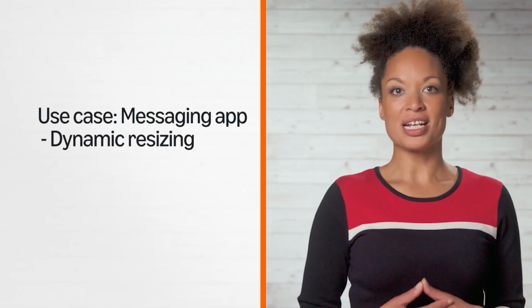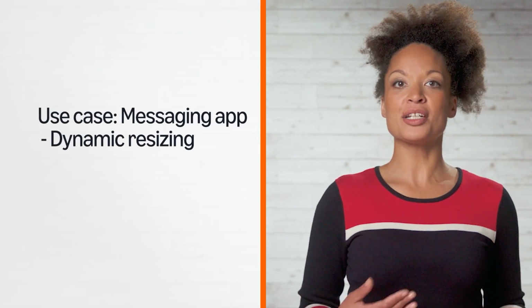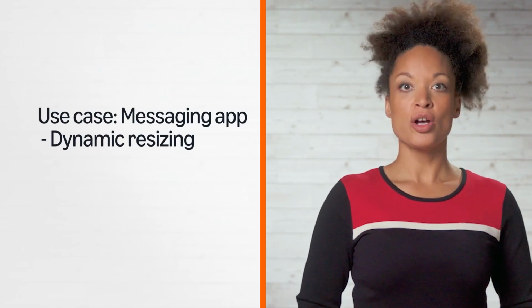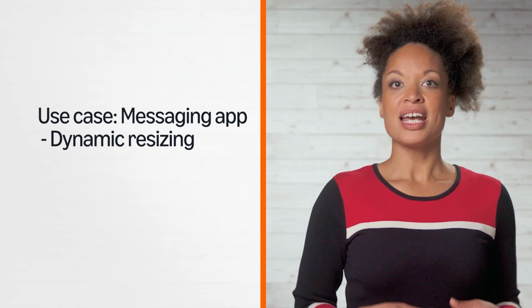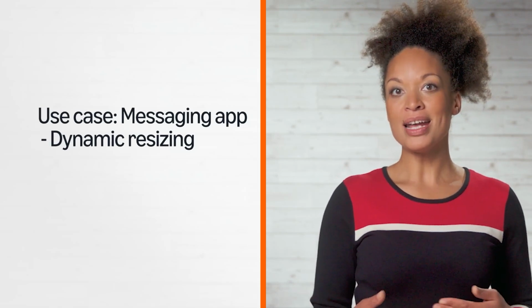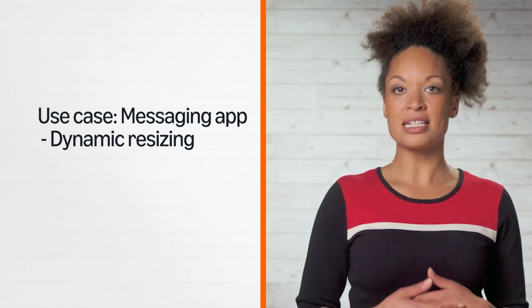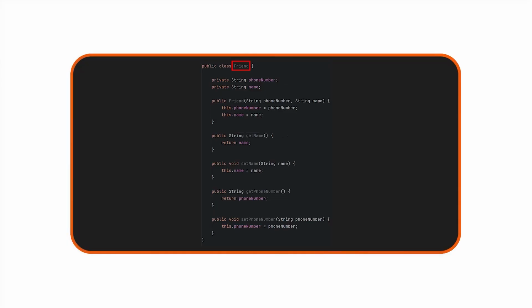Let's start with the messaging app. Users regularly update their contact lists by adding new friends, removing old contacts, or rearranging entries. A data structure is needed to accommodate these changes smoothly. ArrayLists manage these updates efficiently, maintaining a flexible and adaptable contact list. Let us suppose you have a class named Friend, with properties phone number and name, with the required accessor and mutator methods, and an overloaded constructor and a toString method.